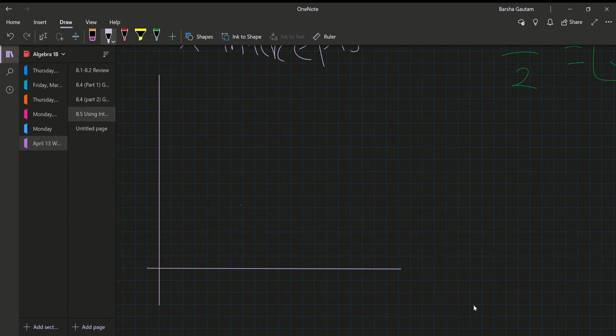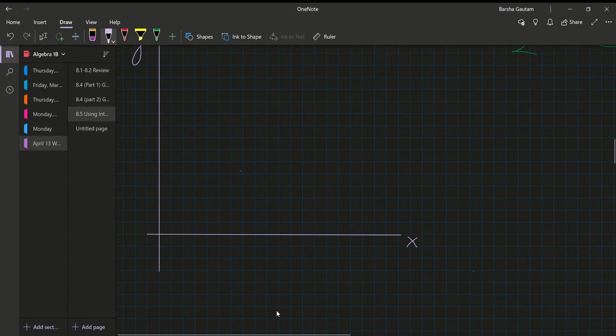Alright. So here's our graph. Let me label these real quick. This is our x. This is our y. And we're going to go by increments of 2, for the y at least. Let me just put it by 4 here. 12.